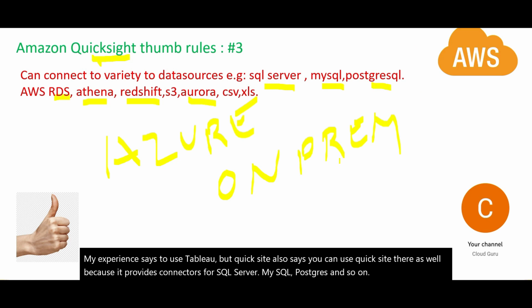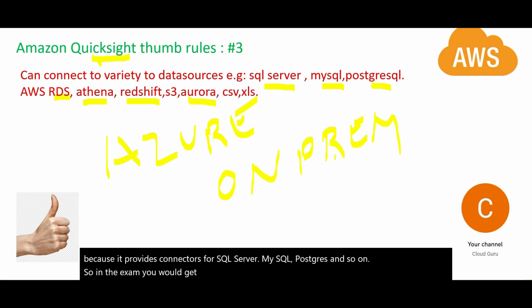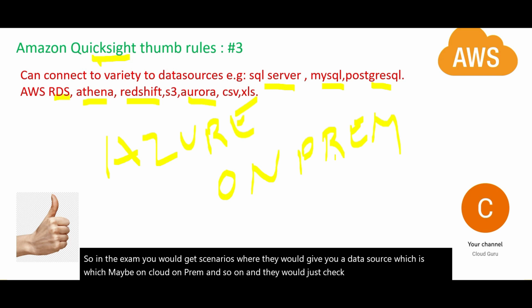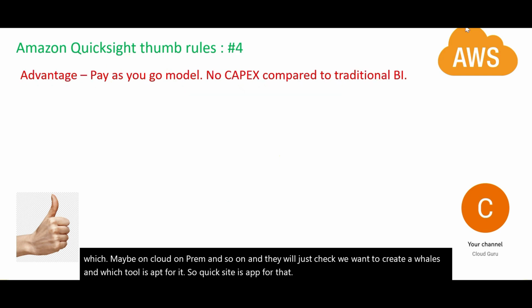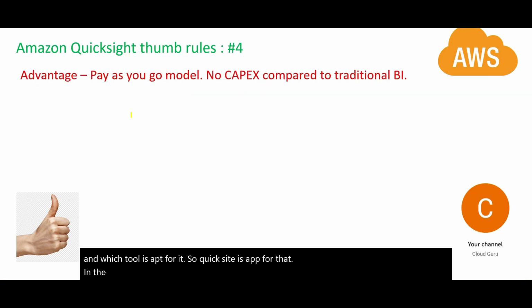So in the exam, you would get scenarios where they would give you a data source which may be on cloud, on-prem, and so on, and they will just check, we want to create a viz and which tool is apt for it. So QuickSight is apt for that. In the certification exam, they would constantly keep asking these questions.